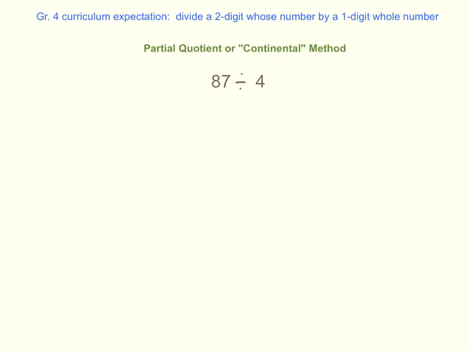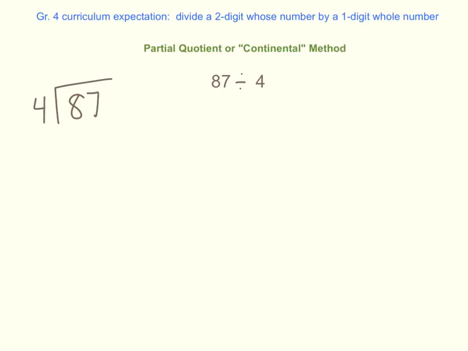In this video, I'm going to demonstrate how to use the partial quotient or Continental method of division to divide a two-digit number by a one-digit number, in this case, 87 divided by 4. With the partial quotient or Continental method, you set the problem up the same way as in the traditional method, that is, 87 divided by 4.